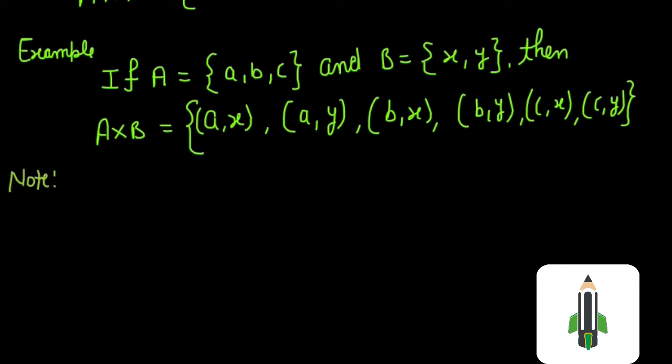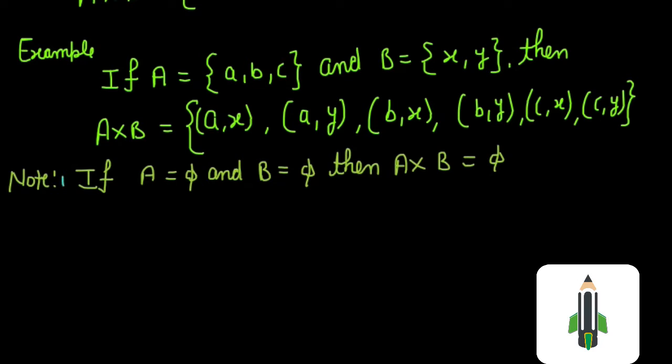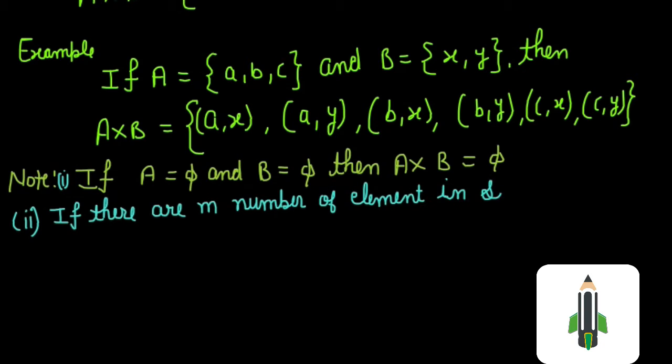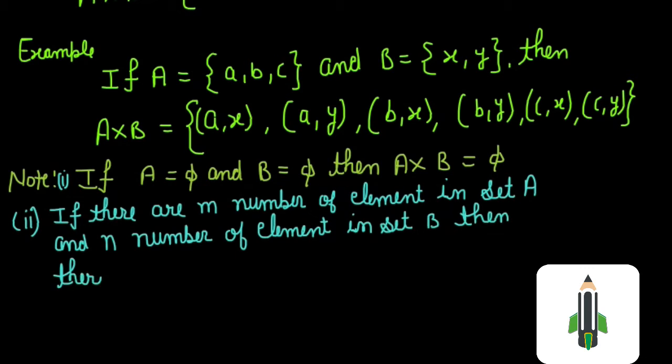cy. The important thing is that if A is equal to phi and B is equal to phi, then A cross B, or the Cartesian product of A, B, is equal to phi. If there are m elements in set A and n elements in set B, then there will be m into n elements in A cross B.